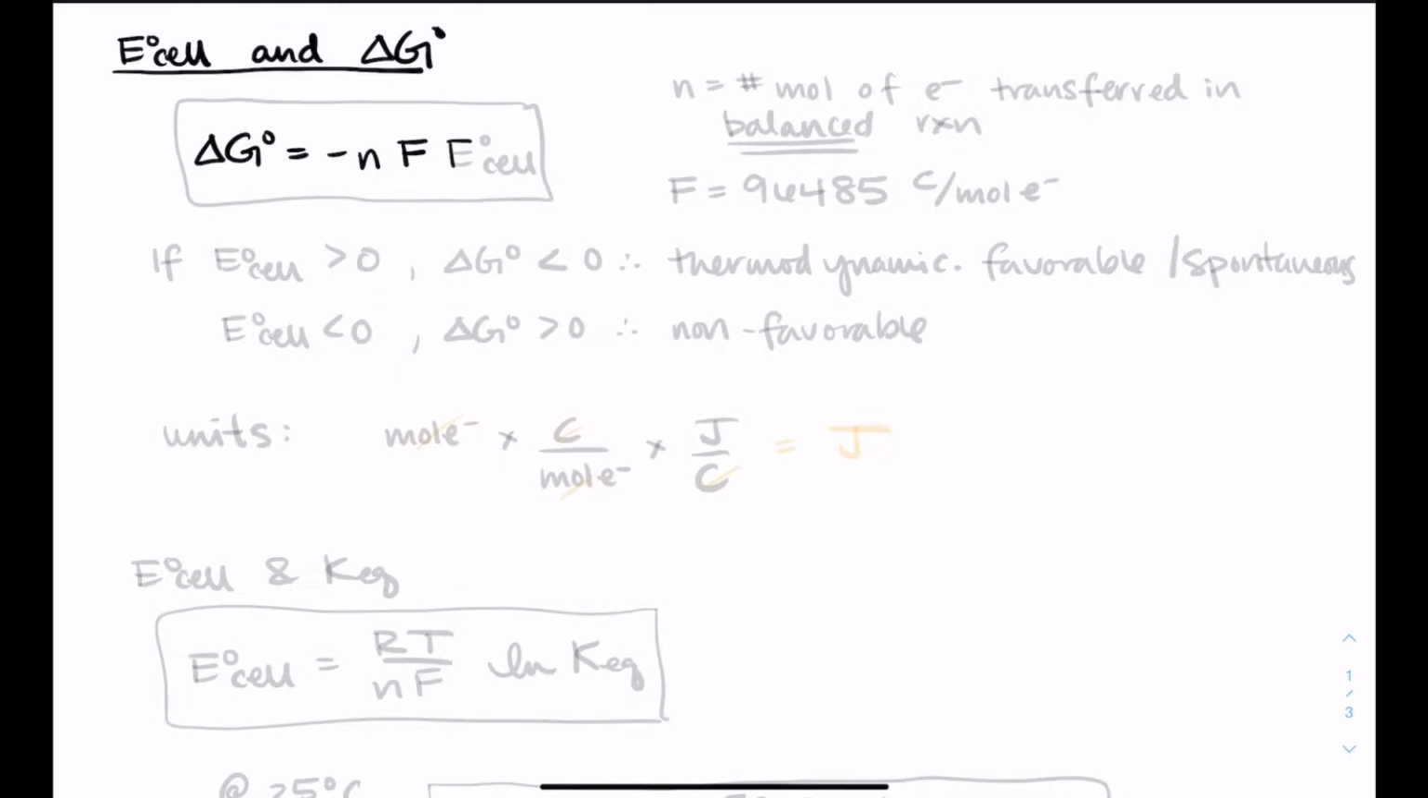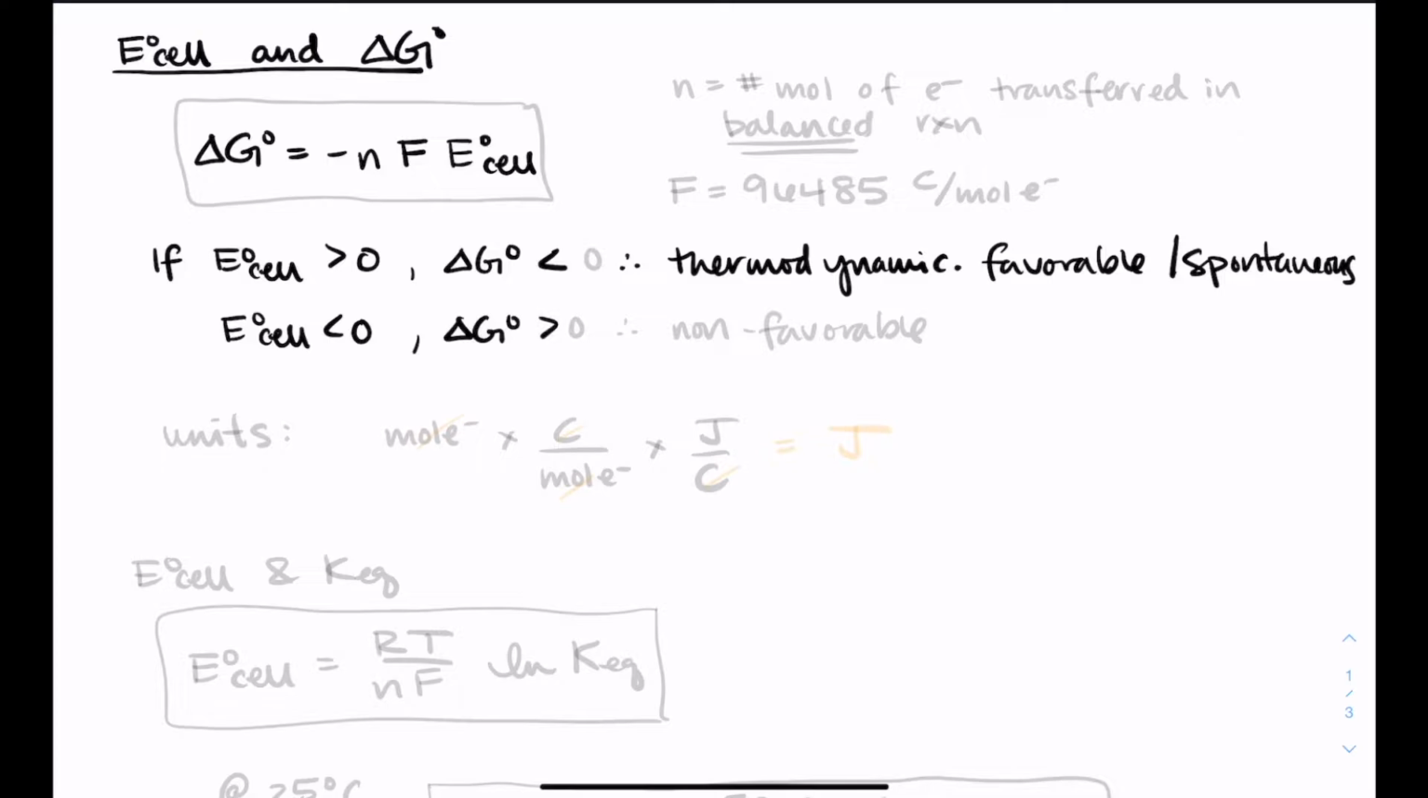The n is the number of moles of electrons transferred in the balanced reaction. So in the overall balanced reaction, how many electrons were transferred? If you want to look back at the iron example that we did for writing the shorthand notation, we had an equation that had 5 iron turning into 5 iron 2 plus. The n for that reaction is 10. It's the 10 moles of electrons that were needed in the balanced reaction. F is Faraday's constant. It's 96485 coulombs per mole of electron.